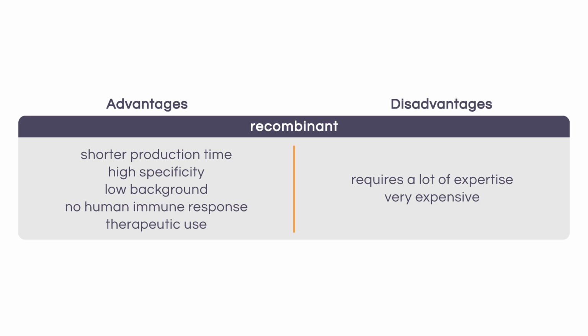RABs can be produced in a shorter amount of time, weeks versus months, are highly specific, and produce very low background. In addition, they do not elicit an immune response in humans and can be used as a therapeutic when fused to a toxin or drug. Unfortunately, the production of RABs requires a lot of expertise and money to begin production. Now that we have discussed the importance of choosing your primary antibody and the different types of primary antibodies that are frequently used for Western blotting, we will talk about the steps involved in primary antibody incubation with the membrane.